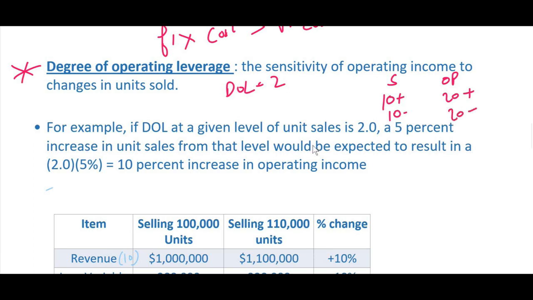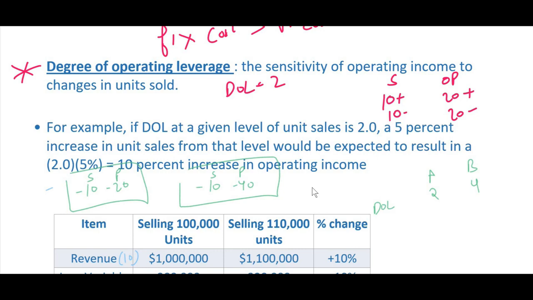Now why are we trying to compute the DOL? If I am comparing two companies, let's say company A and company B, if company A has a DOL of 2 and company B has a DOL of 4, company B is more risky. The reason is that if the sales of the company decrease by 10%, its profit will decrease by 40%. But in the case of company A, if its sales decrease by 10%, its profit will decrease by only 20%. So the higher the DOL, the higher the risk of the company. Their profit tends to fluctuate a lot.